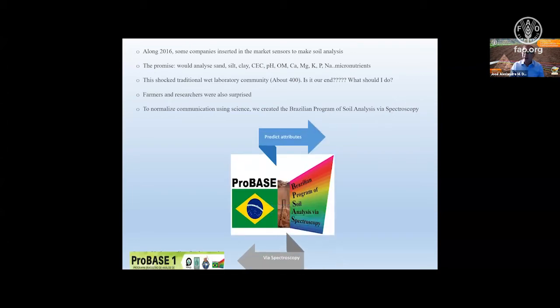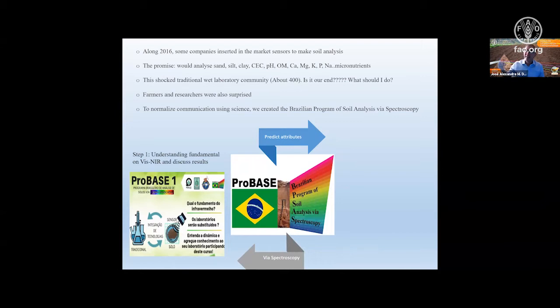So this program, the idea was not to say that the sensor is wrong, but to show the advantages and limitations and how it works. And so we created the program, but we had a rule on the first course. The first course was to show how NIR happens, and only wet laboratories could participate. We had about 40 wet laboratories from 10 states of Brazil participating, only them. So they didn't know anything about spectroscopy.